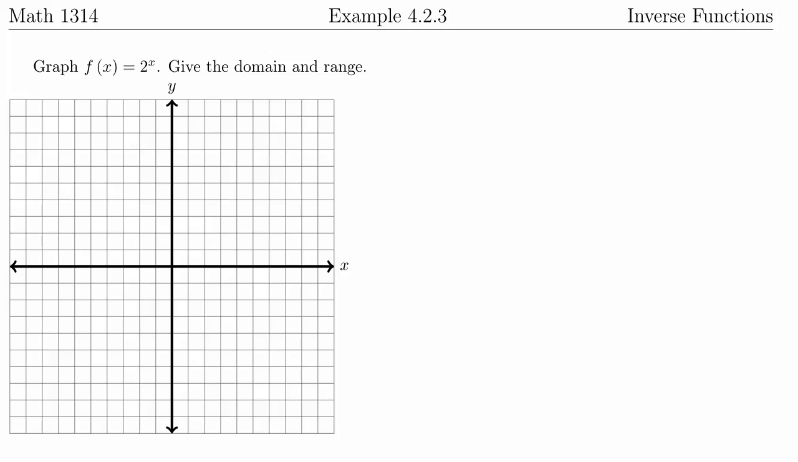Hello. The following example is example 4.2.3 from your notes. We want to graph f of x equals 2 to the x power, and we want to give the domain and range. This is actually an exponential function. The reason it's an exponential function is because the exponent is where the variable is.